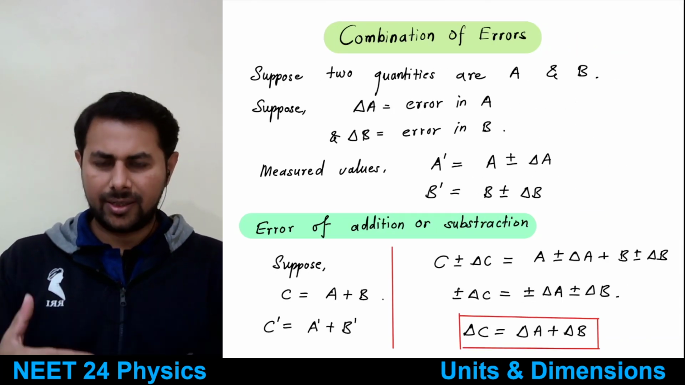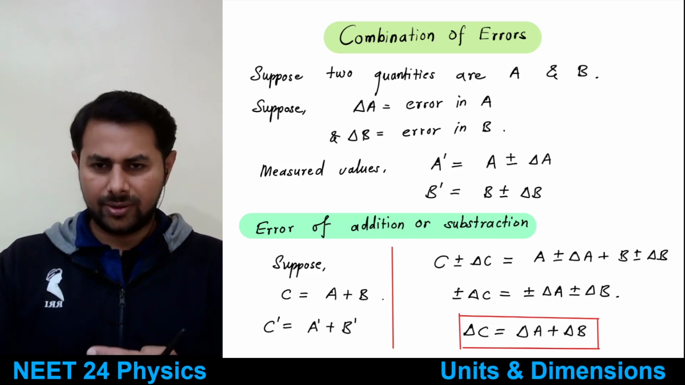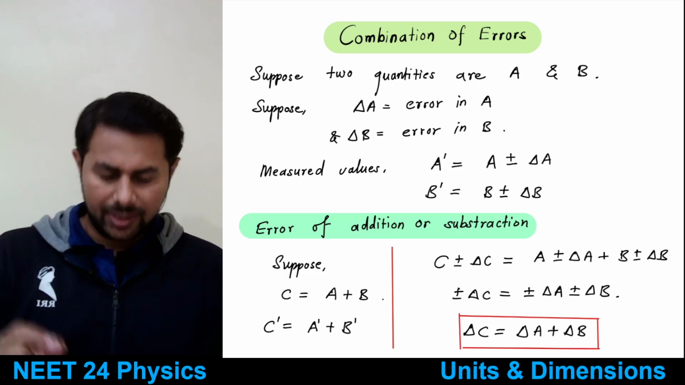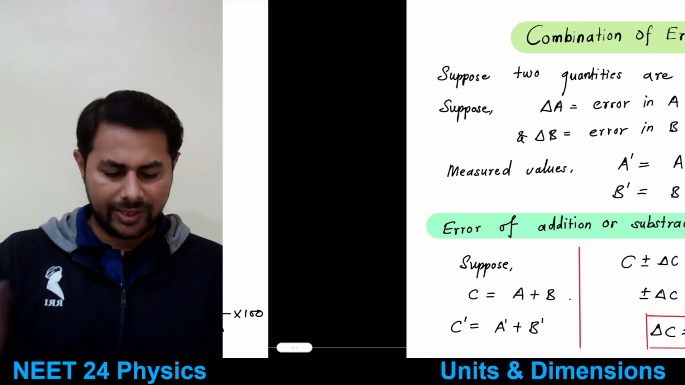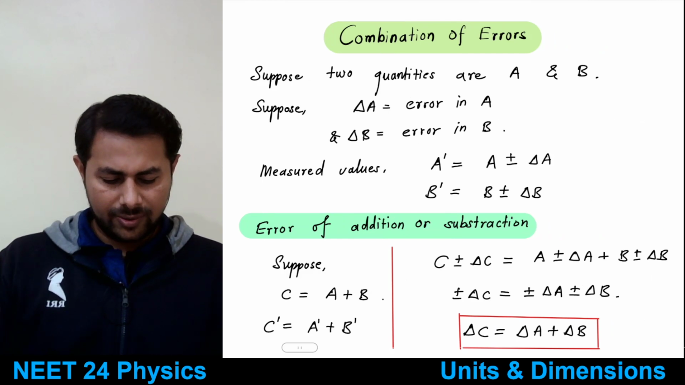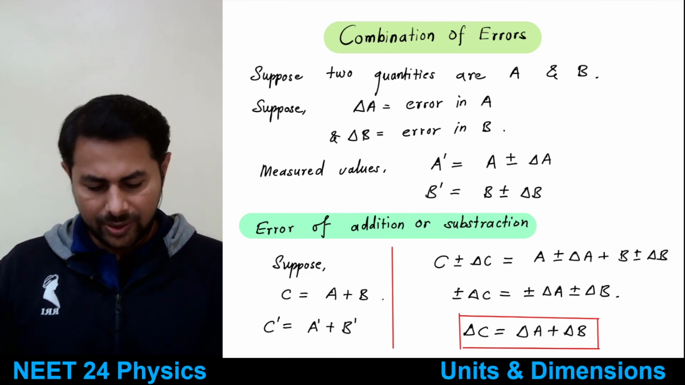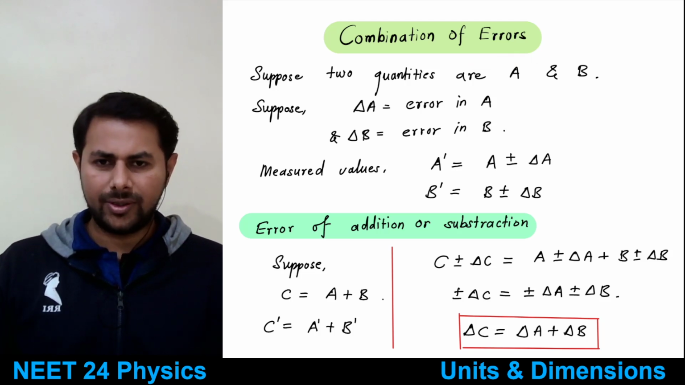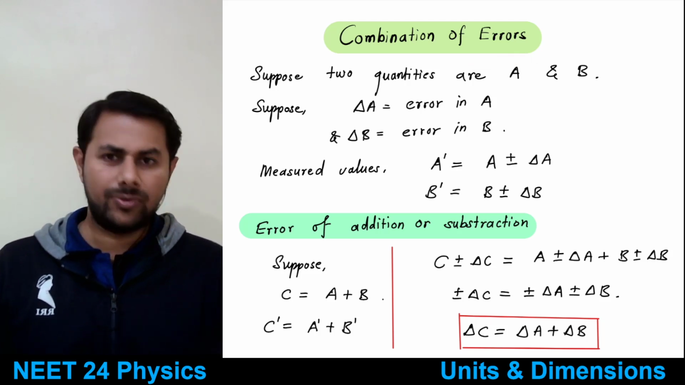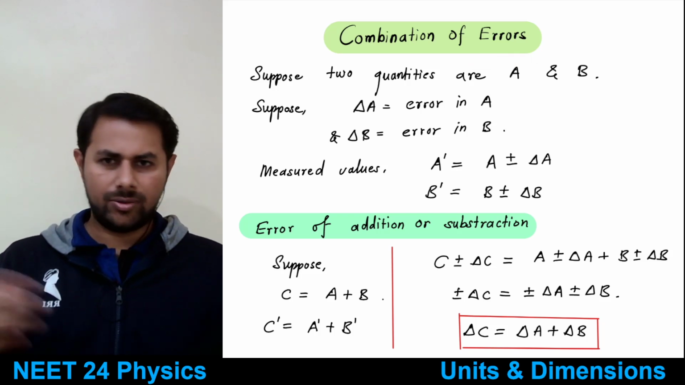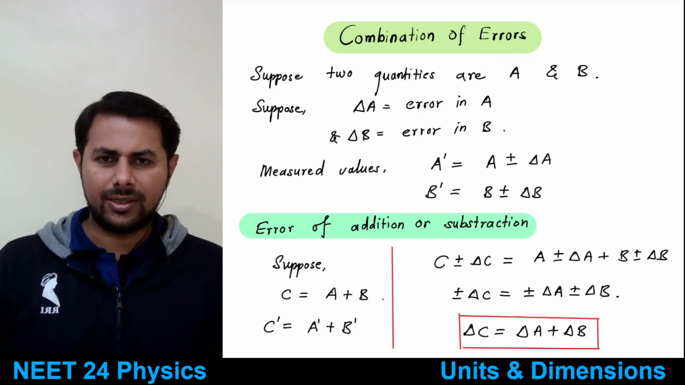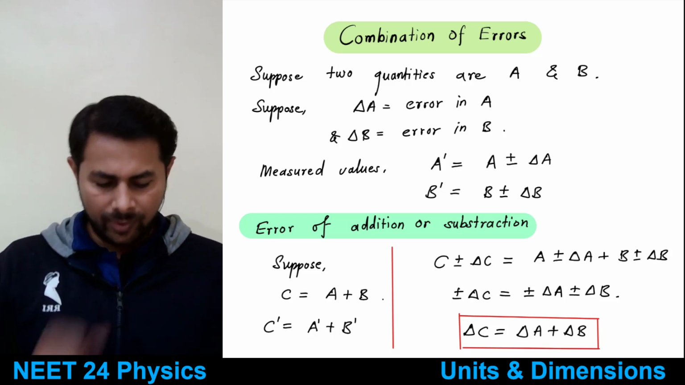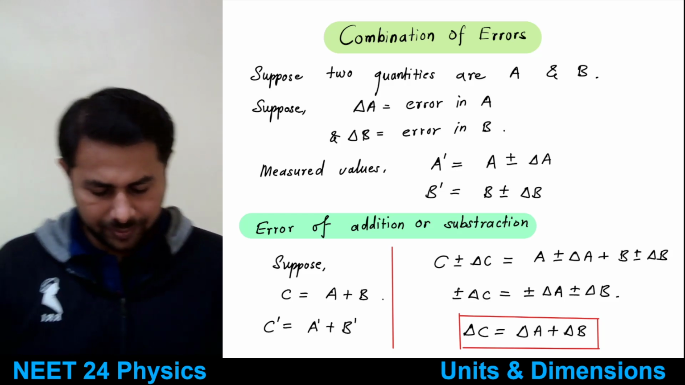So these are errors in the measurement of one quantity. Now suppose you want to measure two quantities and find out the error in the combination of those two quantities, because sometimes you need to add quantities, sometimes subtract, sometimes multiply.